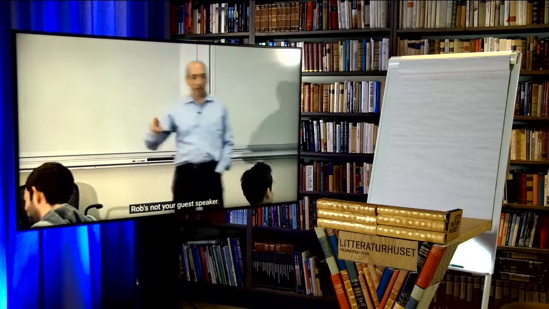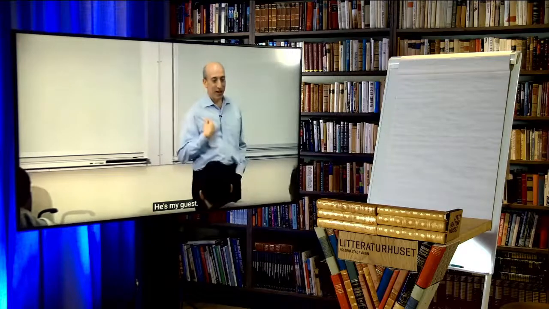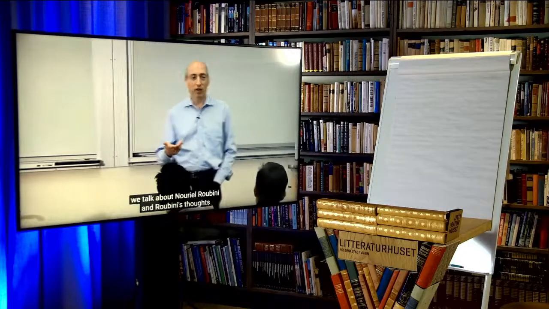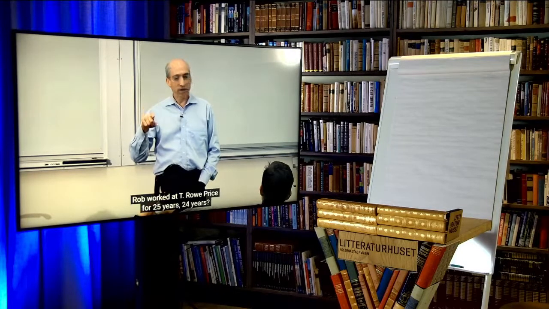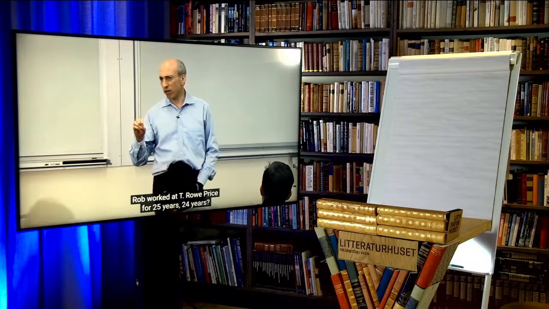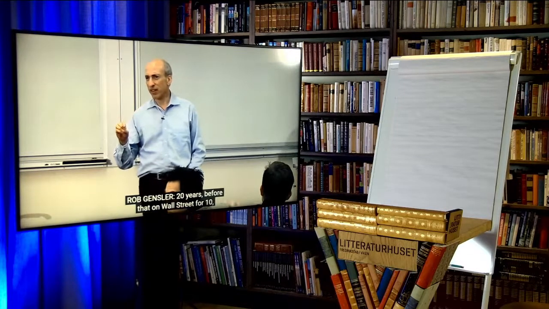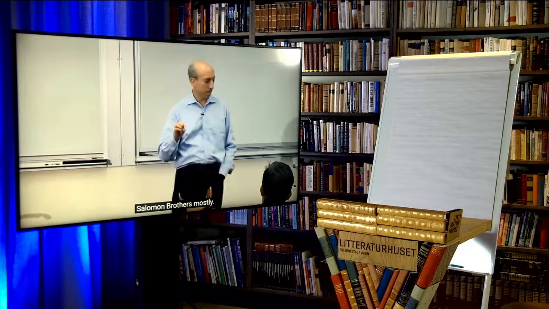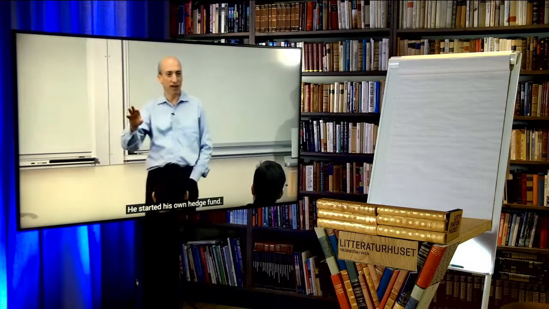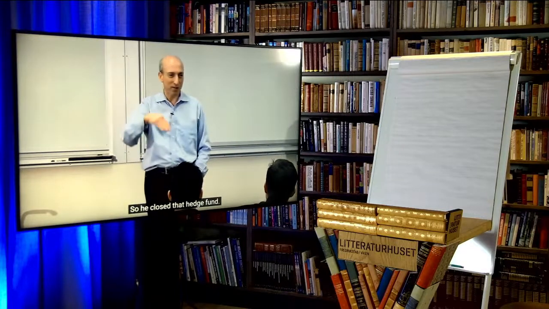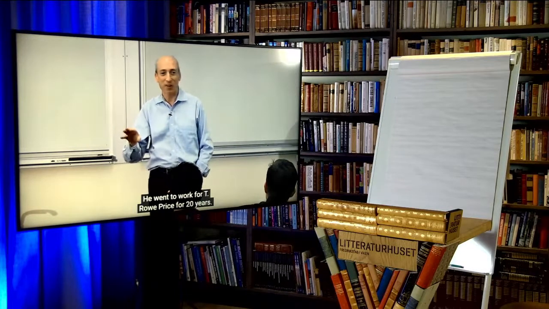Rob's not your guest speaker, he's my guest, but he will speak a little later when we talk about Nouriel Roubini and Roubini's thoughts on blockchain economics. Rob worked at T. Rowe Price for 25 years, 24 years? 20 years. Before that on Wall Street for 10, Salomon Brothers most of that. So he's from Salomon Brothers Wall Street. He started his own hedge fund, and that didn't work out, so he closed that hedge fund. He went to work for T. Rowe Price.